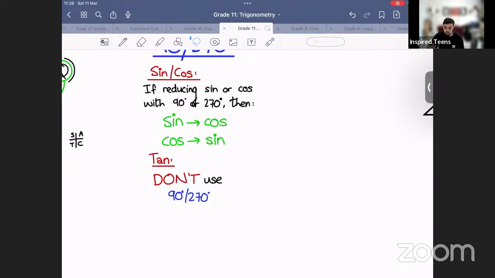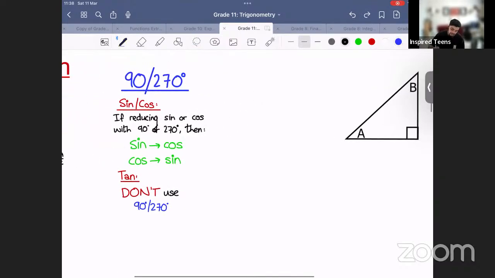With tangent, do not use 90 or 270. If you try to put 90 or 270 in your calculator, you'll see it's undefined. That's why we don't use them. It's also the asymptotes on the graph, so it makes sense as to why we don't use them. So let's do some examples and see what we mean by all of this.